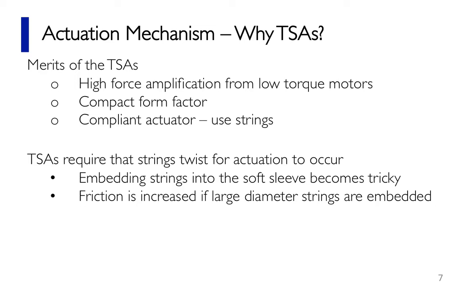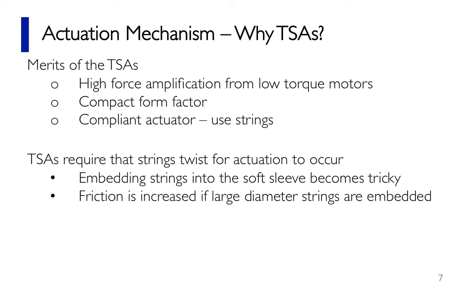The TSAs were selected for a word for a couple of key advantages. First, TSAs lead to high force amplification from low torque motors. This means that reasonable resistive forces can be produced by these actuators. Second, TSAs have a compact form factor. Low torque motors are generally not geared, which means that their footprint is generally small. Therefore, TSAs have a low footprint. Thirdly, TSAs use string as a motion transmission and as a consequence are a compliant actuator.